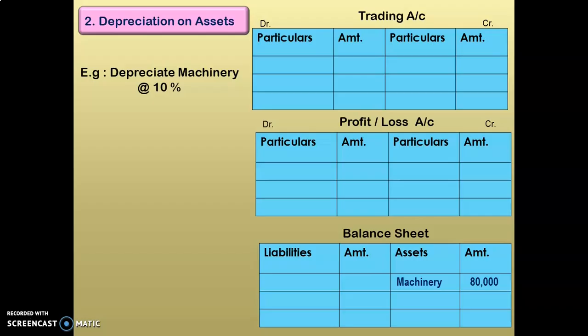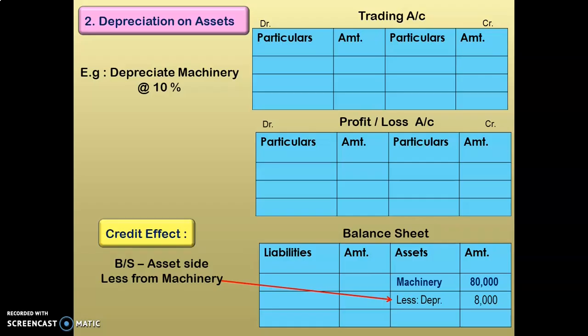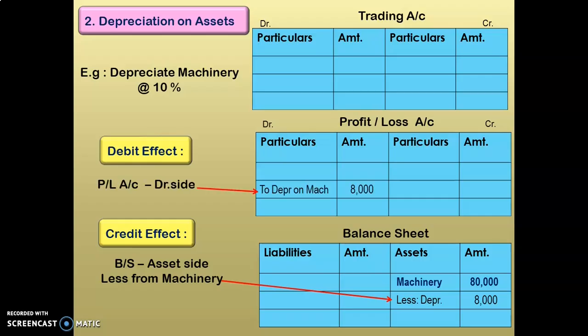Now this depreciation reduces the value of asset by rupees 8,000. So we have to deduct 8,000 from the machinery amount on the asset side of balance sheet. This is the credit effect. Now here, though we have written this depreciation of 8,000 on the asset side of balance sheet, it is a credit effect because we are deducting that amount on the asset side. And the debit effect, we write depreciation on machinery rupees 8,000 on the debit side of profit and loss account. So these are the two effects for depreciation on asset.